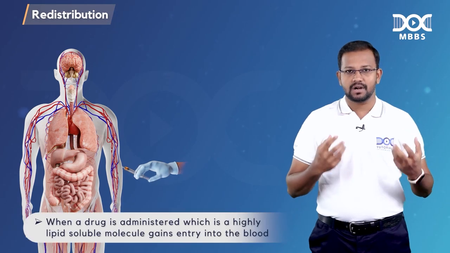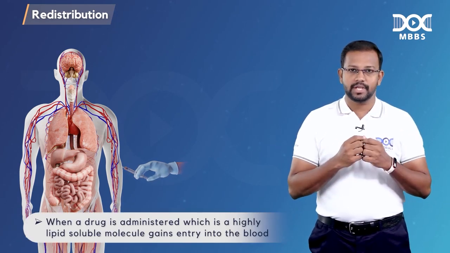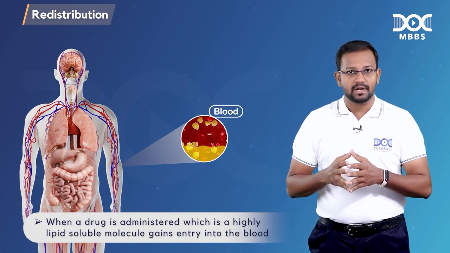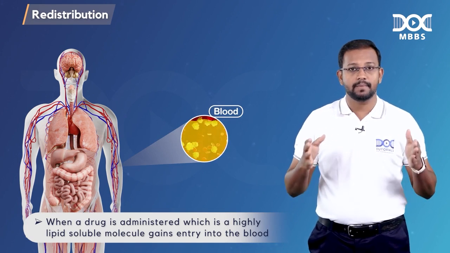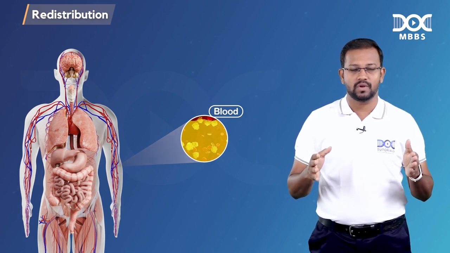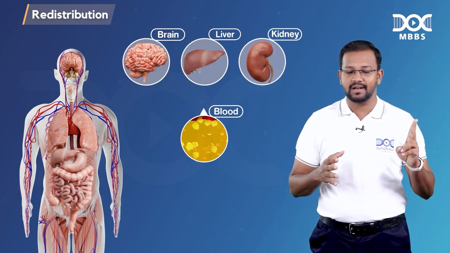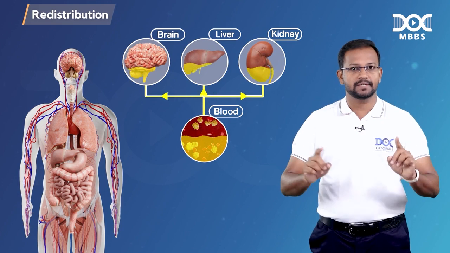Whenever you administer a drug which is a highly lipid soluble molecule, this molecule gains entry into the blood. Now from the blood, where will it move first? As you have already been told, it is based on blood flow. The organs which receive maximum blood flow are what? Brain, liver and kidney. The drug is distributed over there.